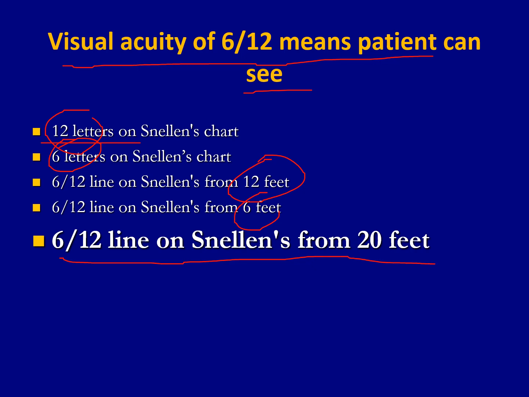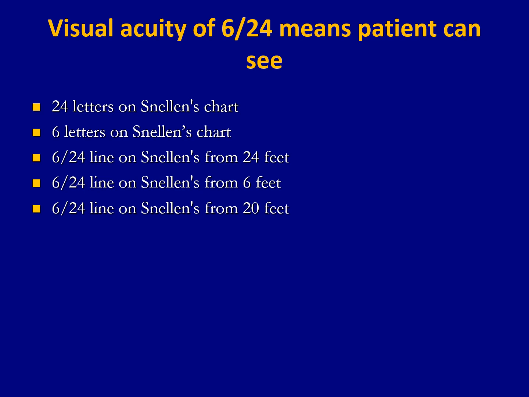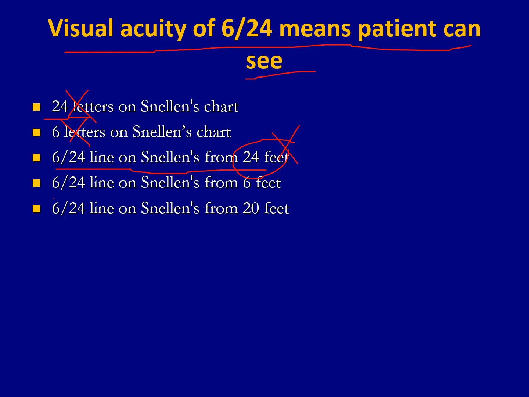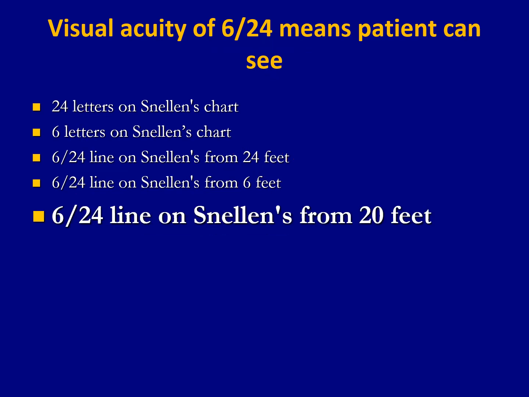Let's go to the next MCQ, which is similar to this one. Visual acuity of 6/24 means the patient can see 24 letters. No, because there's no mention of the letters. And second thing you remember, it's always 20 feet. So 6/24 line on the Snellen chart from 24 feet, wrong. 6/24 line on the Snellen chart from 6 feet, again wrong. So 6/24 line on the Snellen chart from 20 feet must be the correct answer.